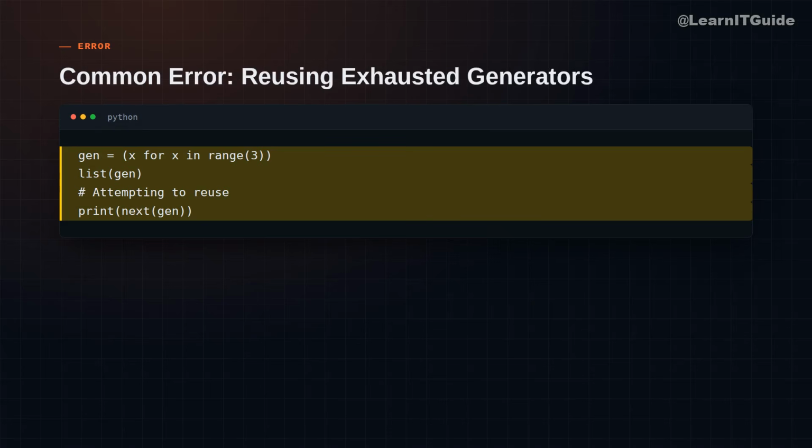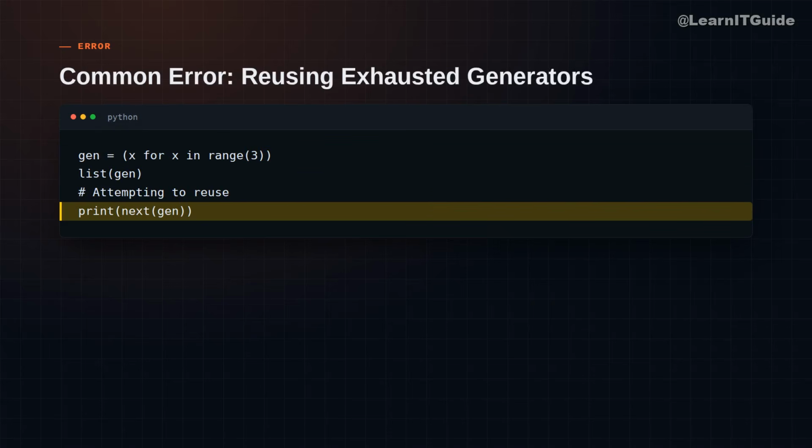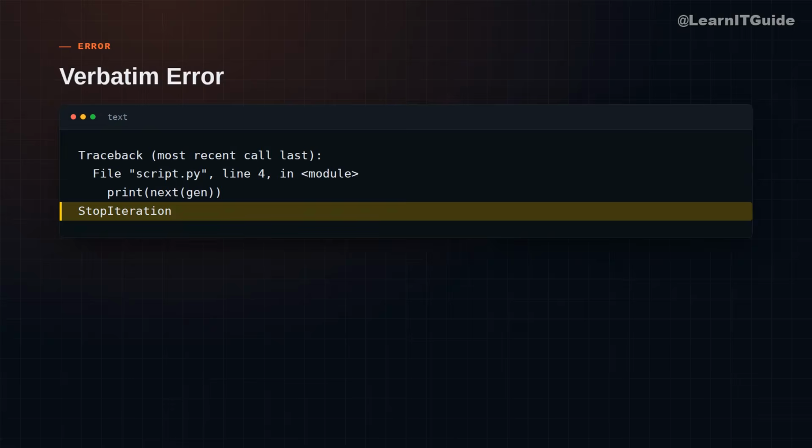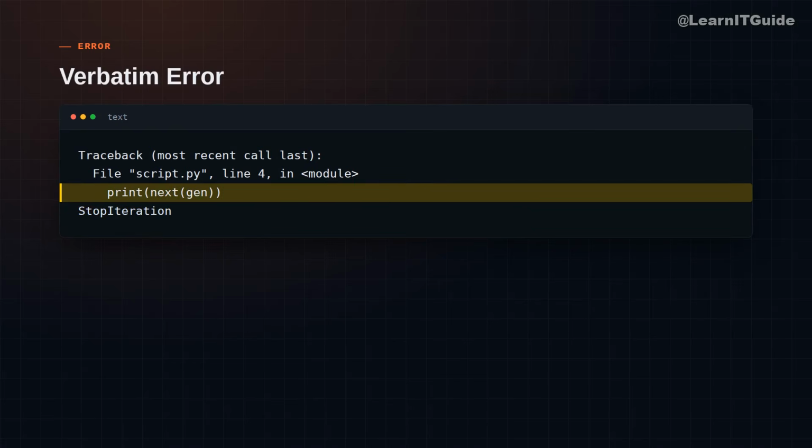What happens if you try to reuse a generator? You get a stop iteration error. Generators are one-way streets. Once they are exhausted, they are done. You cannot rewind them. If you need the data again, you must call the generator function again to get a fresh instance. This is the exact error you will see. It happens because the generator has finished its sequence and has nothing left to yield. The fix is to wrap your generator creation in a factory function or simply recreate it whenever you need to start from the beginning.